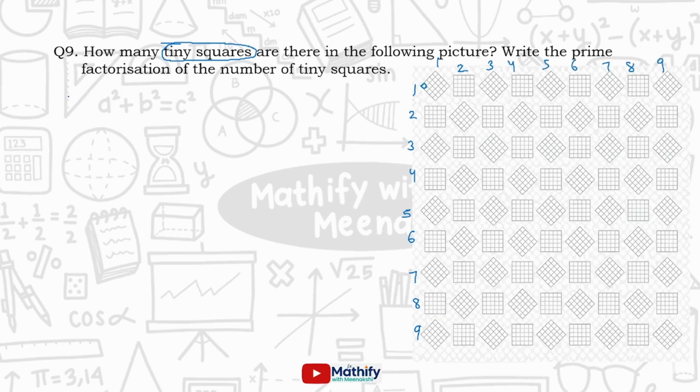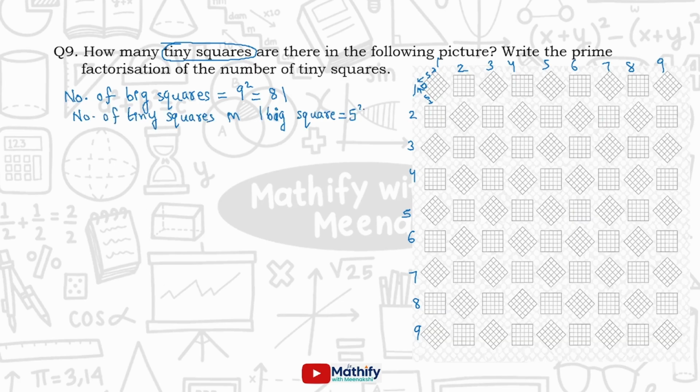That means you can say that the number of big squares is 9 into 9. You can say 9 square, that is 81. So we know that we have 81 squares here. And in each square we have how many tiny squares? Just see 1, 2, 3, 4, 5. 5 into 5. Here 5, here 5. So total are 25 tiny squares in one square. So the number of tiny squares in one big square is 5 square, that's 25.